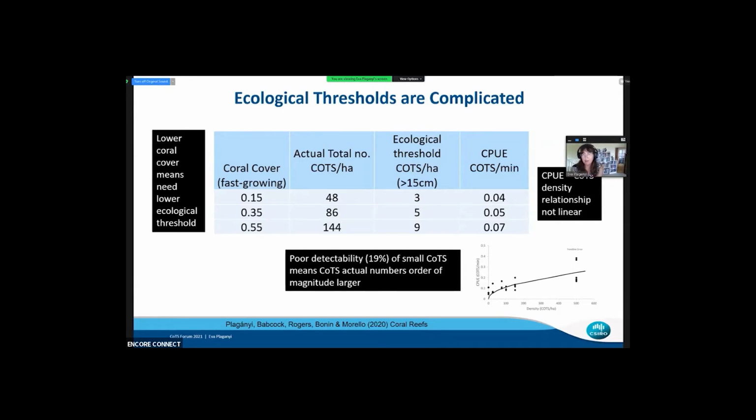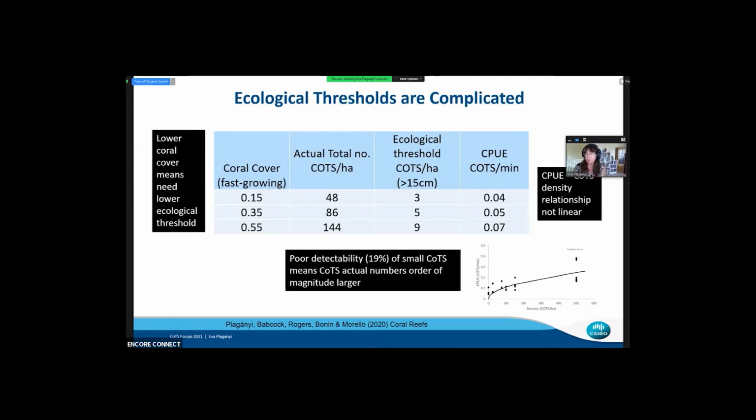So if you have your coral cover percentage is very low, say 15%, then the ecological threshold from the study, if you go all the way to the right-hand side, in terms of the CPUE, the catch per unit effort, the COTS per minute that the culling divers are removing, that threshold number is 0.04. But we can cross calibrate that to some other statistics.